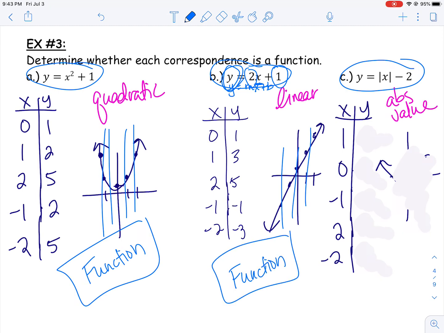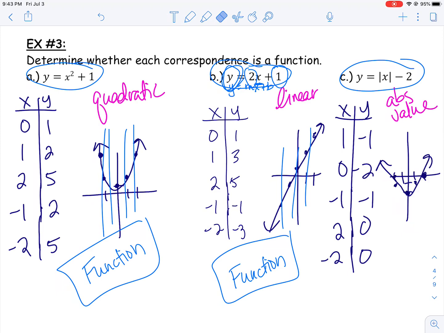All right, what about c? If I have y equals the absolute value of x minus 2. This is an absolute value graph. If you're not sure what it looks like, again, do a table of values. Plug in 1, plug in 0, plug in -1, plug in 2, plug in -2, and see what your outputs are. If you plug in one x, don't you always just get out one y value?